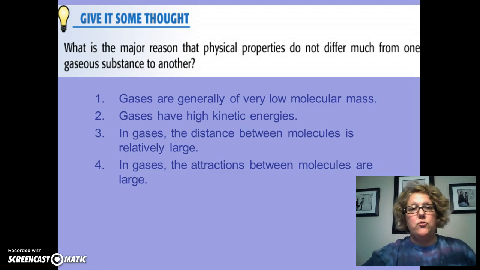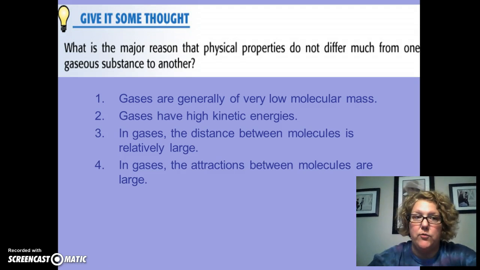All right, what is the major reason that physical properties do not differ much from one gaseous substance to another? Meaning, why is the density of oxygen not that much different than the density of nitrogen?